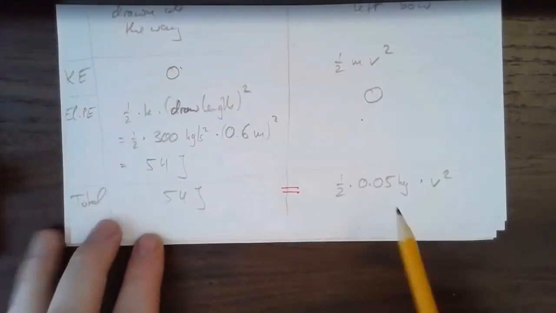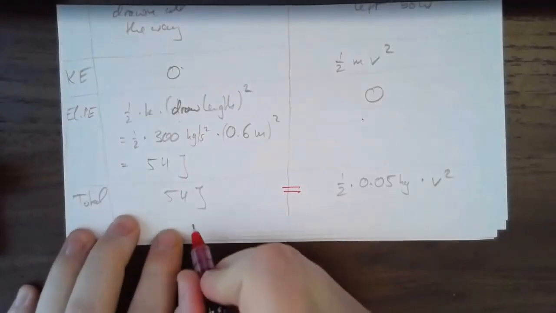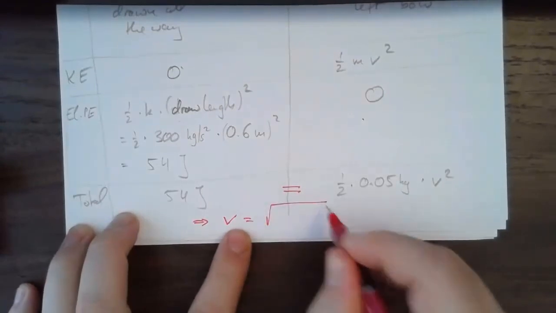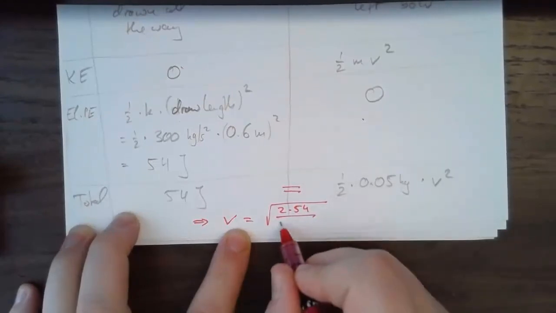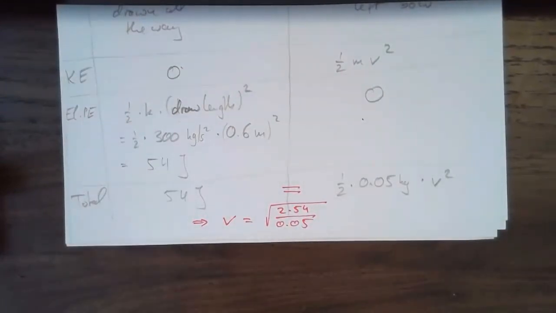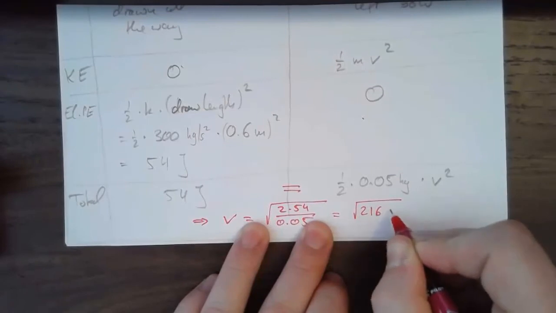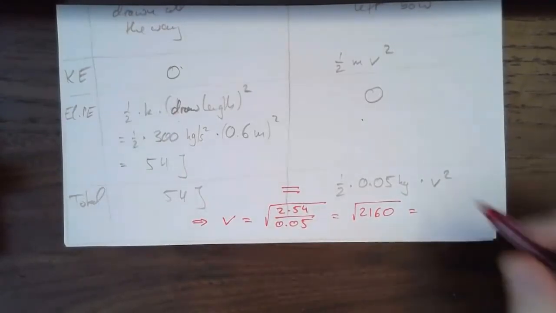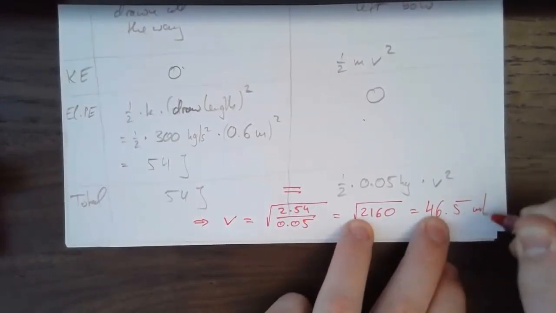Right? But now we're here. So now we can solve this for v. I'm just going to squish this calculation down here. I'm going to find that v is going to be the square root, because it's squared, 2 times 54 divided by 0.05, which I think is the square root, I think it comes to 2160. Now what's the square root of 2160? I think that's something like 46.5 meters per second.